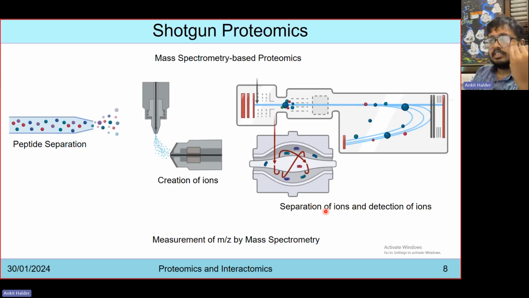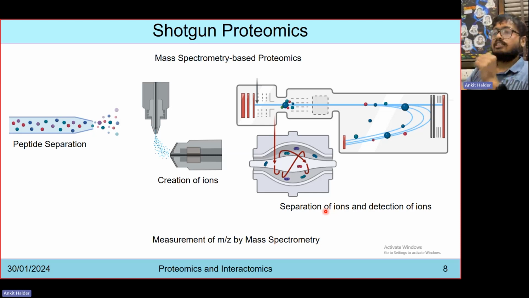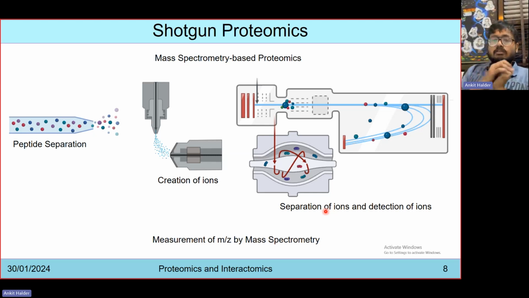Since the peptides are huge in number, if we bombard all the peptides at once into the instrument, there will be many ions which cannot be detected at the same time, the detector will get saturated, and there will be a huge loss of ions and loss in the understanding of the peptides.